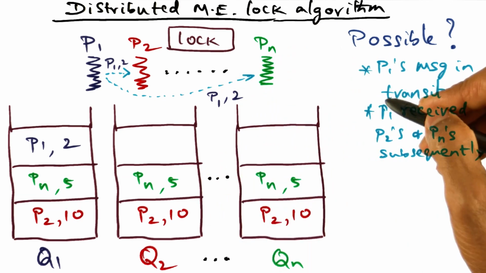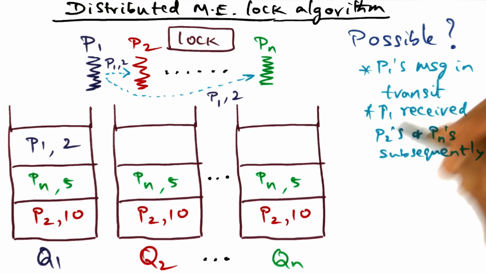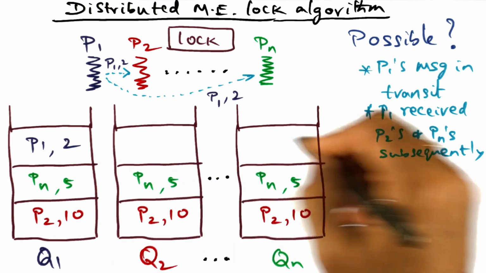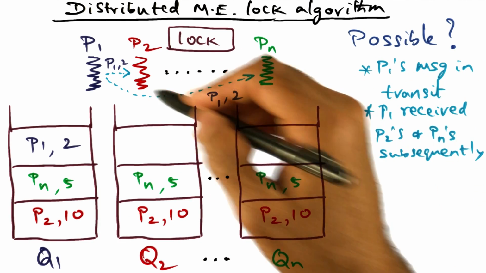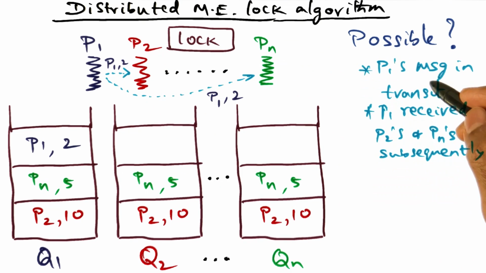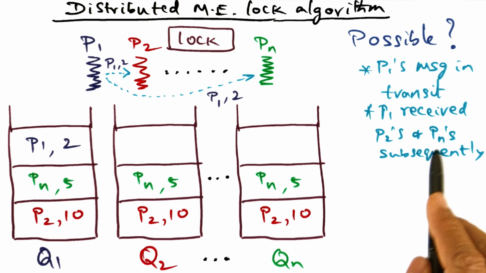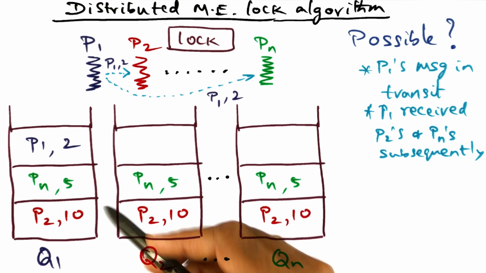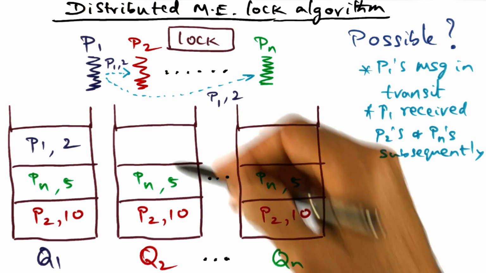And therefore, it so happens that P1's message is still in transit, whereas the request messages from P2 and Pn have already made it everywhere and are in the queues of all the processes. But P1's message, unfortunately, is taking a slow route through the network and is still in transit. In fact, P1 has subsequently received P2's and Pn's messages and put them into its local queue. It is just that P1's message hasn't reached its peers yet. And that's how you get the situation.